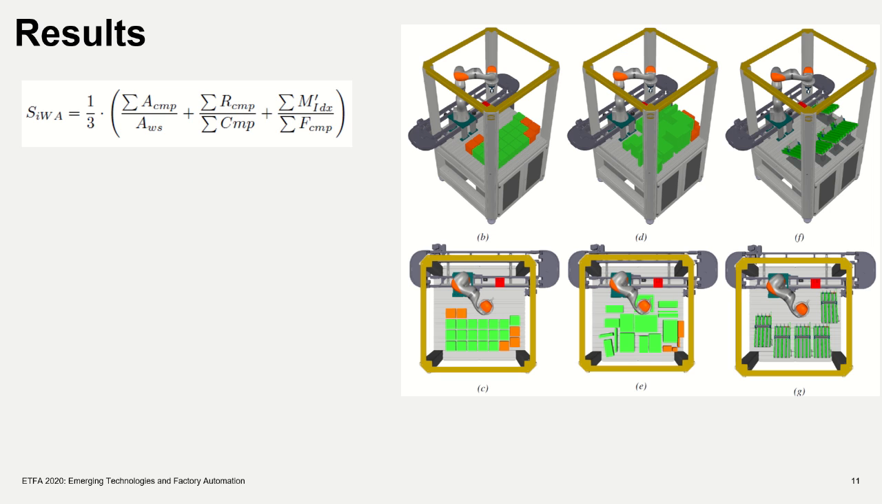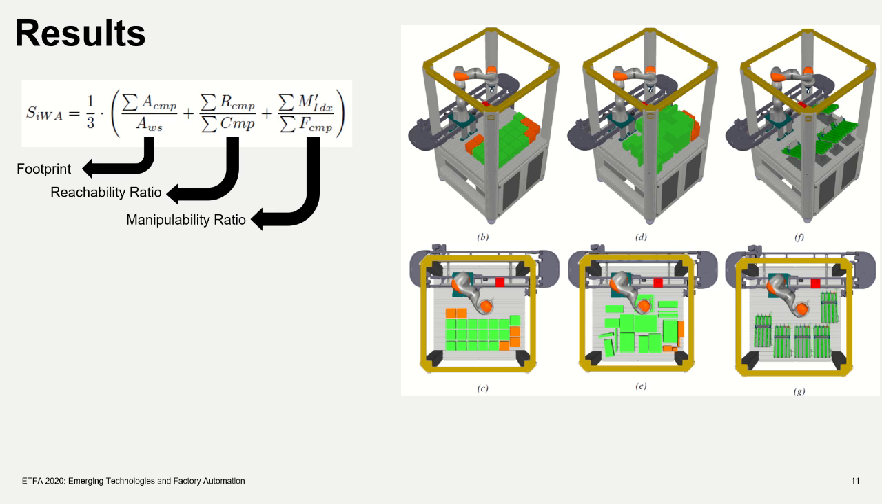On this slide, we can see some results of the interactive workspace assistant, and the formula represents the simulation backend for building the score, and it consists of 3 partial fractions to build the arithmetic mean. The first fraction is the footprint, so the total area of the components divided by the total area of the workspace. The second fraction is the reachability ratio, which consists of the reached components divided by the total number of components.